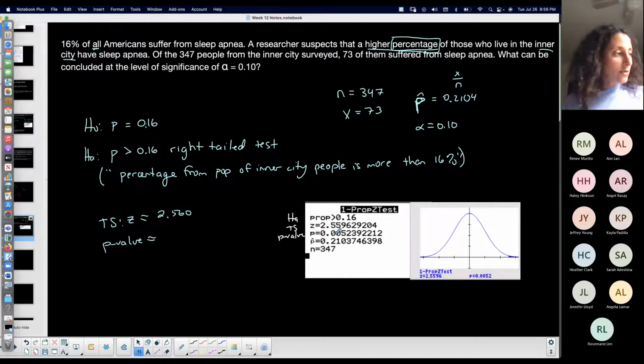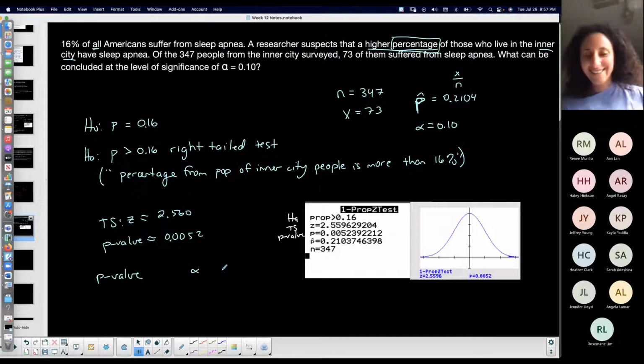Yep, 0.0052. Make sure you check the amount of zeros, because that'll change your conclusion or potentially change it. All right, cool. So we have the test statistic, we input that, and the p-value, we input that. Then it says p-value is blank alpha. P-value is blank alpha. And it has a drop down of less than or equal to or greater than. My alpha was 0.10. Which one's bigger?